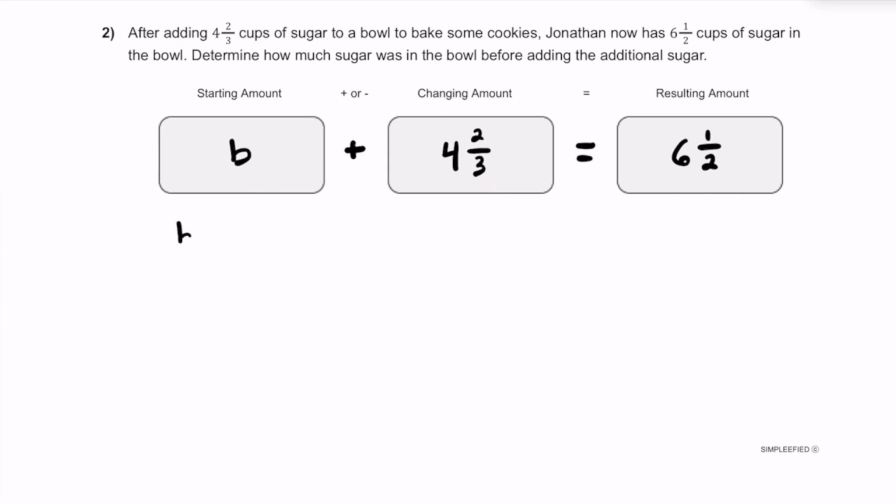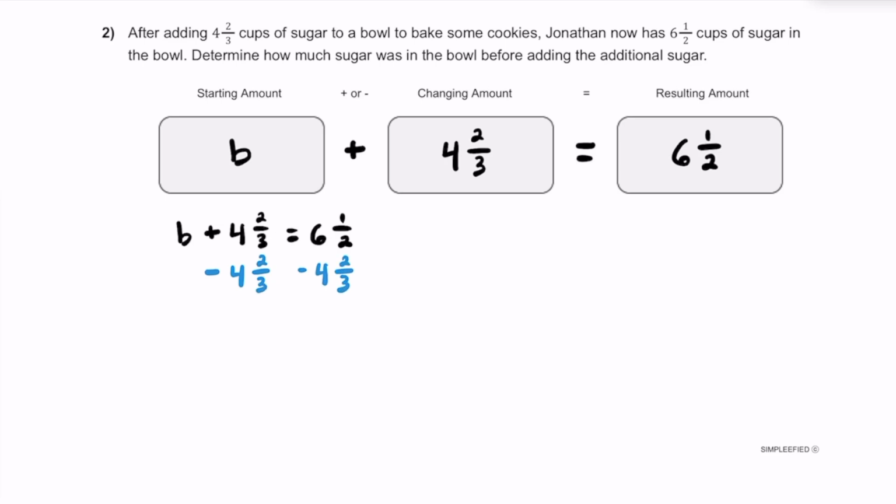So let's write this equation down. This is what was in the bowl before, B, plus 4 2/3, and that's going to be equal to a total of 6 1/2. So that's our one-step equation. The operation we see is addition, so the inverse is going to be subtraction. So let's take away 4 2/3 from both sides of the equation.